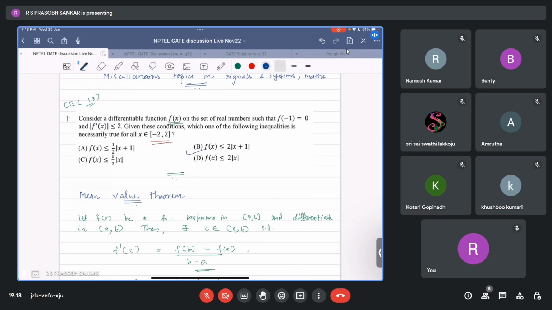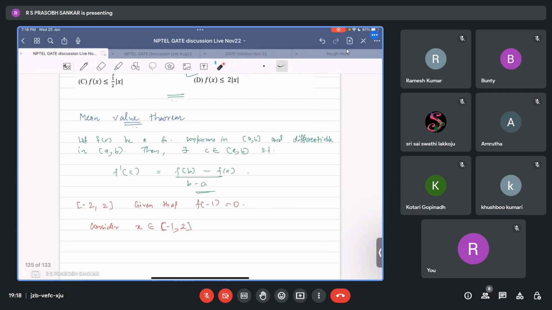So for the people who just joined now, I'll go through the solution once. We are given a function, and it is given that f of minus 1 is 0 and the modulus of f prime x is less than or equal to 2. Given this condition, which of the following inequalities is necessarily true for x in minus 2 to 2? To solve this question, we used what is known as the mean value theorem, which says that if f of x is a continuous function in closed [a, b] and differentiable in open (a, b), then there is a point c in this open (a, b) such that f prime c is f of b minus f of a by b minus a.